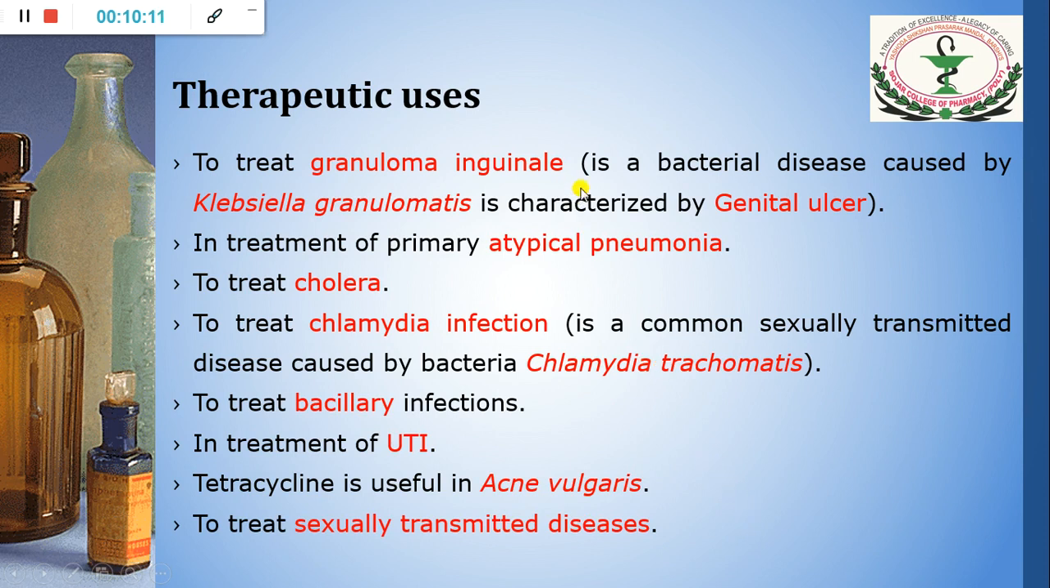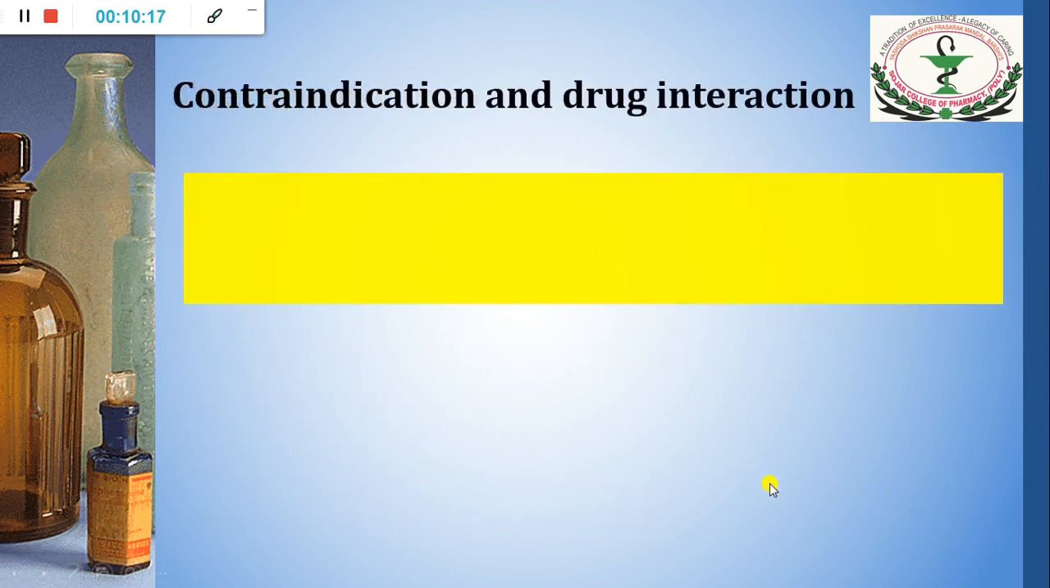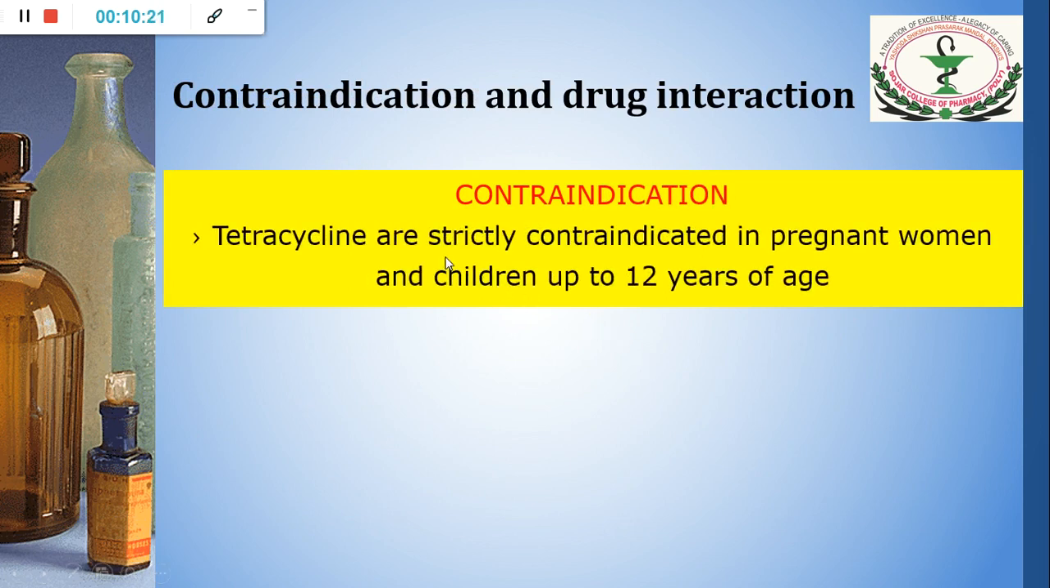So these are the therapeutic uses of tetracycline. Now, contraindications. Tetracycline is strictly contraindicated in pregnant women and in children up to 12 years of age. This is the biggest contraindication of tetracycline.